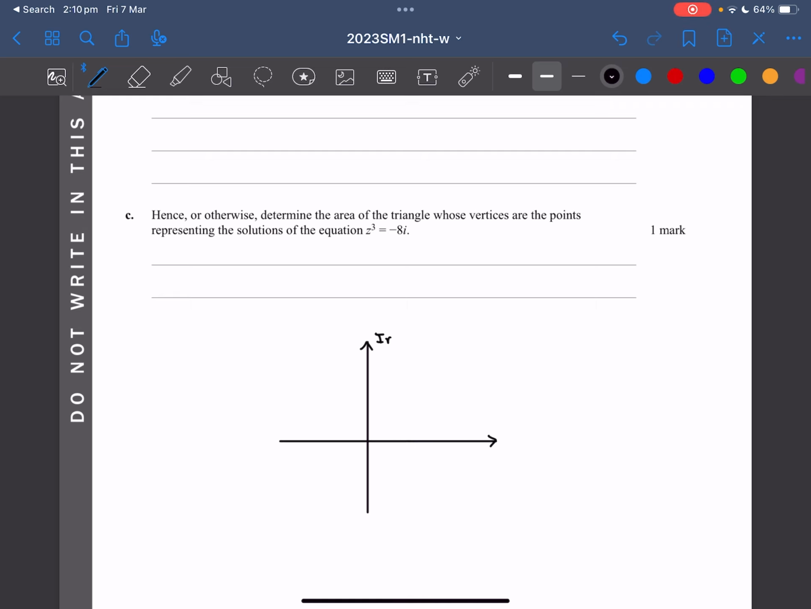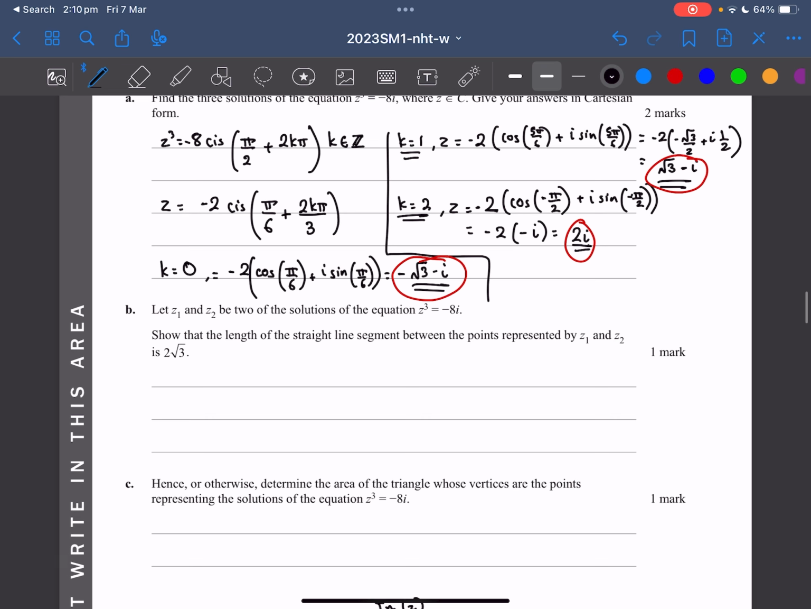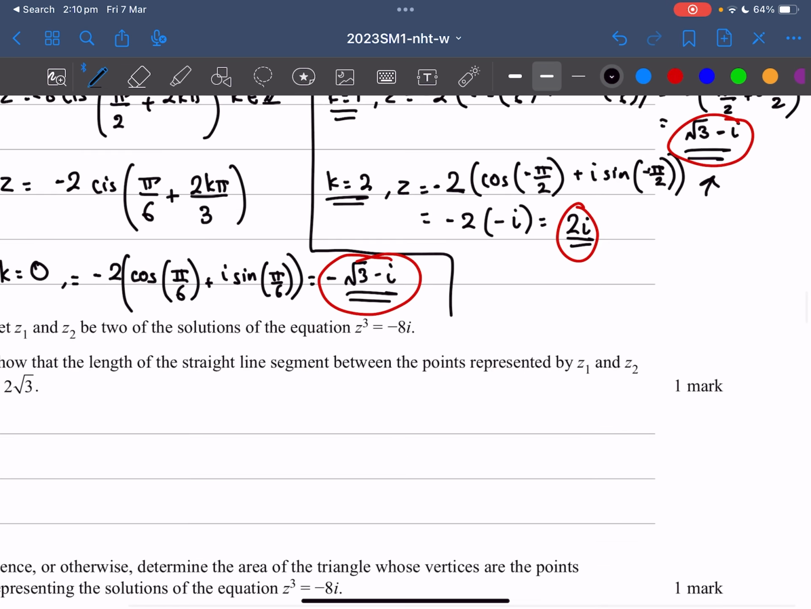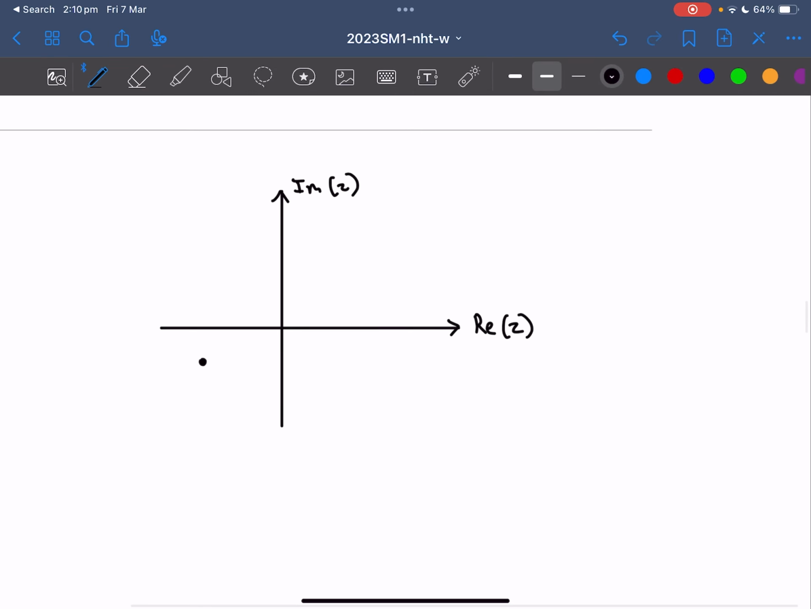So we have imaginary here and real here. Okay, so let us point these two points, number 1 and number 2. So negative root 3 and then minus i, so somewhere here and then minus i here. And then we'll have root 3 and then minus i, so here.